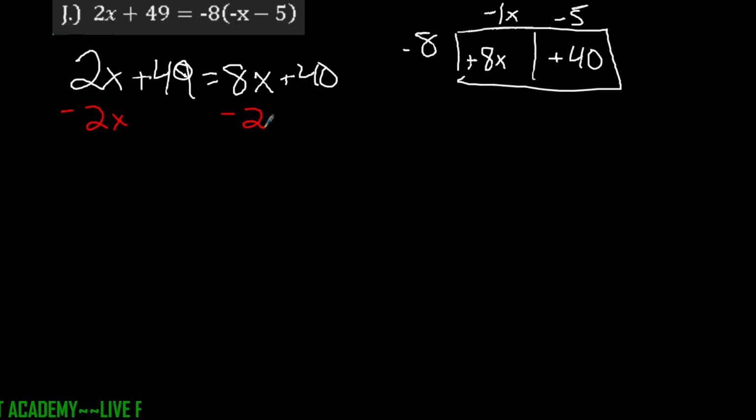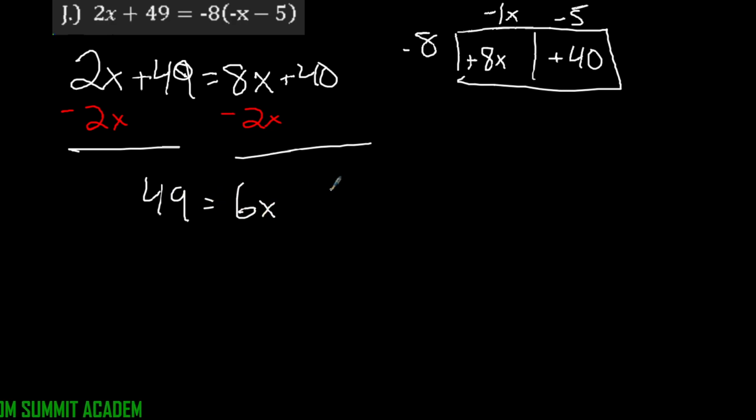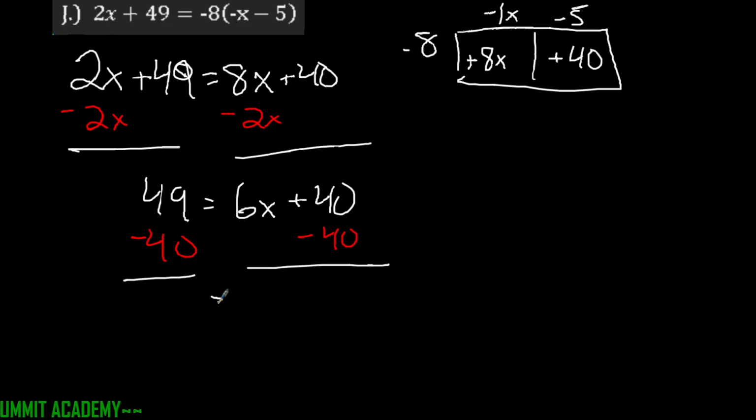Subtract 2x from both sides since that's the lower coefficient. And so I have 49 equals 6x plus 40. Subtract 40 from both sides. That way I can get the constants all on one side. And so now this is equal to 6x equals 9. Make sure you divide by that coefficient. So I divide both sides by 6.